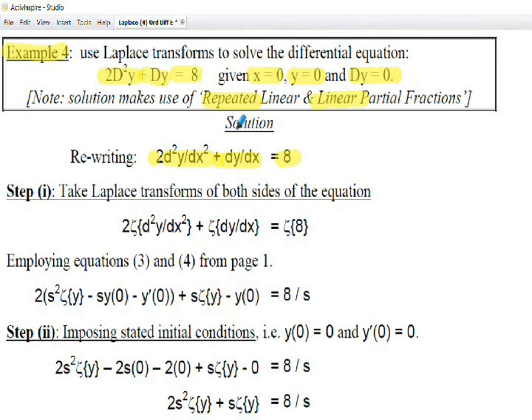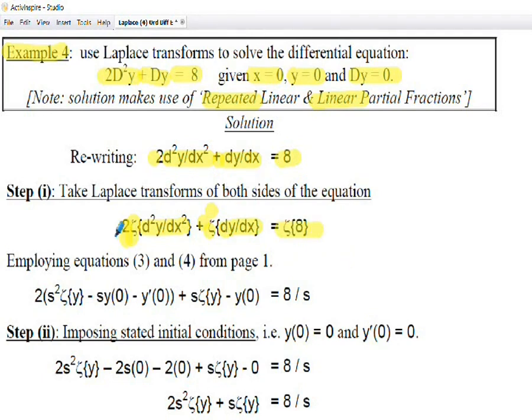Our first step is to take Laplace transforms of both sides. So don't forget we've got a first and a second order differential equation here, so be careful of that. So we've got 2 times the Laplace of the second order part of the equation, plus the Laplace of the first order part of the differential equation. That's equal to the Laplace of 8.